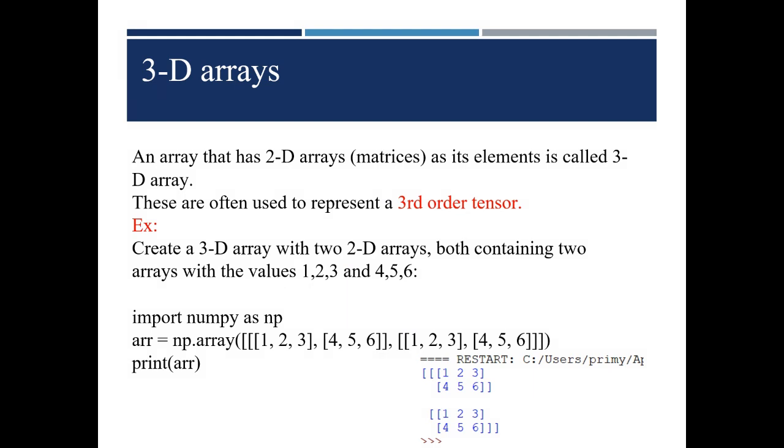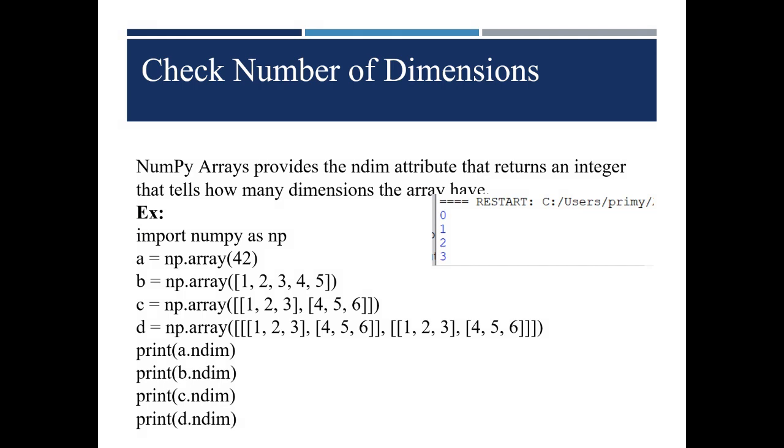A three-dimensional array is derived from a collection of two-dimensional arrays. They are also used to represent third order tensors. The same three-dimensional array can be created in the way shown in the example. To check the number of dimensions in an array, you need to use the ndim attribute. Here a, b, c, d indicate 0 dimensional, 1 dimensional, 2 dimensional and 3 dimensional arrays. If we print them, the values will be 0, 1, 2 and 3.